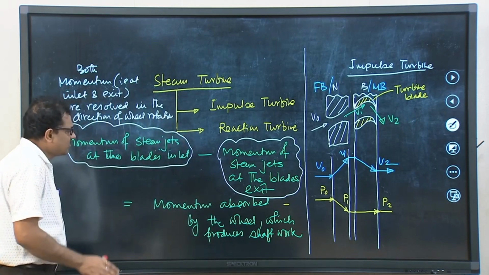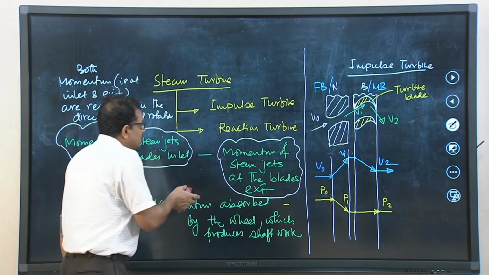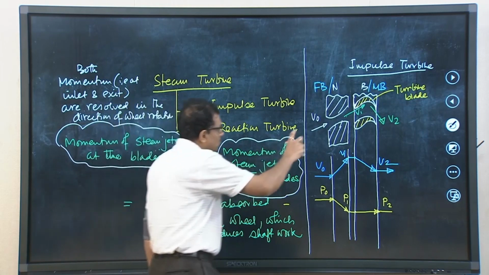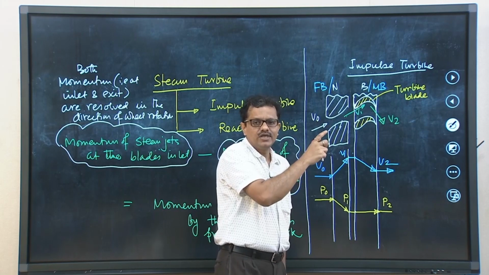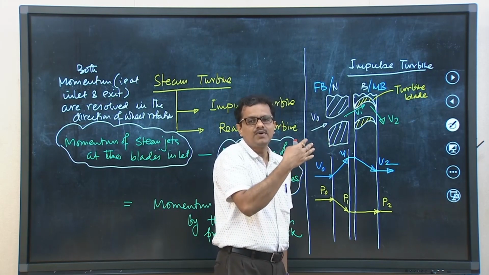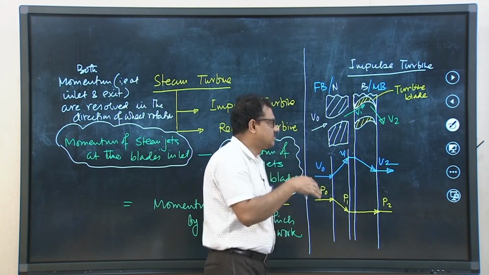So, what we can understand is that the row of moving blades or fixed blades is rotating solely due to the impulsive effect, that is, due to the change in momentum.